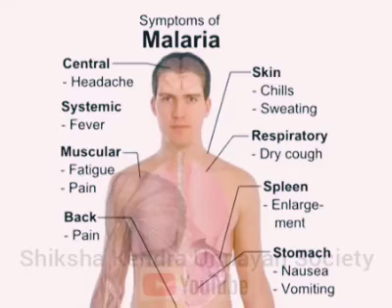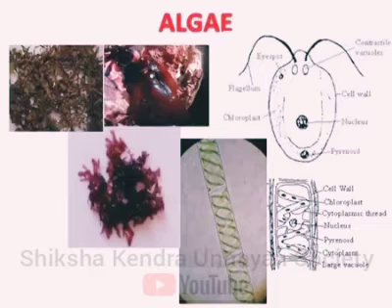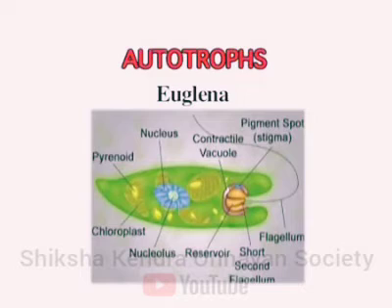And we have already talked about the different modes of nutrition. They can either be parasitic, as I've said, the parasitic ones will live inside the body of the host. For example, trypanosoma and leishmania, and can cause diseases. Leishmania causes kala-azar, whereas trypanosoma causes sleeping sickness in human beings. They can be autotrophs, for example, euglena, which can manufacture its own food with the help of chlorophyll. They can be saprophytic or they can be heterotrophs.